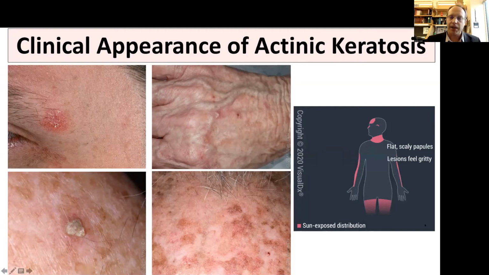You can also have pigmented actinic keratoses, and I think that's an important clinical point to understand. And on the far right in this black box is simply the sun-exposed distribution of actinic keratoses, involving largely the head, the neck, extensor upper extremities, and extensor lower extremities.